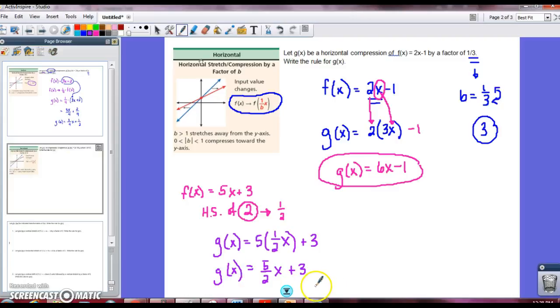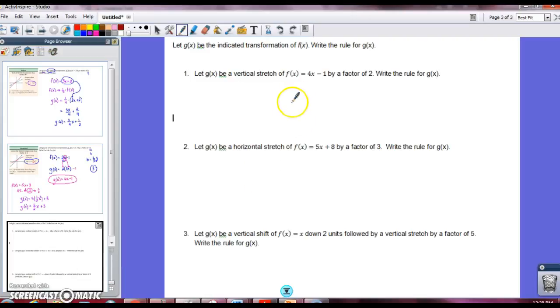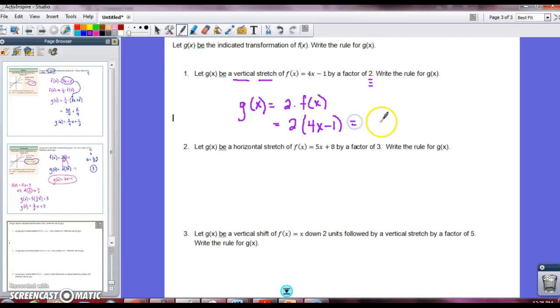Okay, so that's the difference between vertical and horizontal. Let's look at a couple of examples. They're telling us here vertical stretch. Okay, so that means vertical stretch of 2. That means I'm taking my function and I'm multiplying my function by 2. So I have 2 and then my function is 4x minus 1. And when I distribute, I end up with 8x minus 2. That's my g of x. So my final answer here, g of x is equal to 8x minus 2. That's my answer.